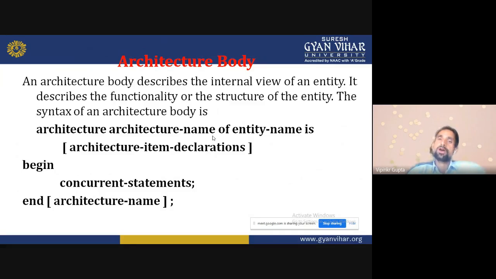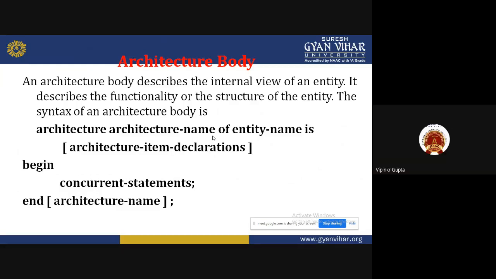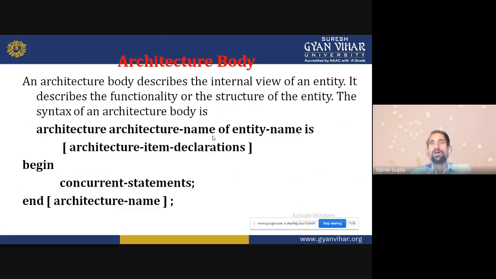Now I will come to the architecture body and how we will declare it. The architecture body provides the relation between entities. We can define the entities. The architecture body describes the internal view of an entity. It describes the functionality or structure of the entity. This is the syntax of how we will define the architecture.